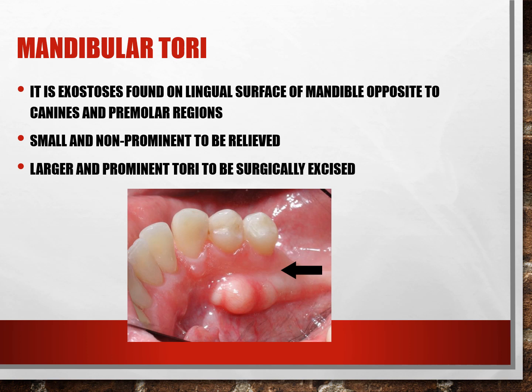Now coming to mandibular tori. It is an exostosis found on the lingual surface of the mandible opposite to the canine and premolar region. These are bony masses, and in the mandible they are usually found in relation to your premolars and canine region. If they are small and non-prominent, you can only give a relief under the denture. If they are larger and prominent, you need to excise them surgically.